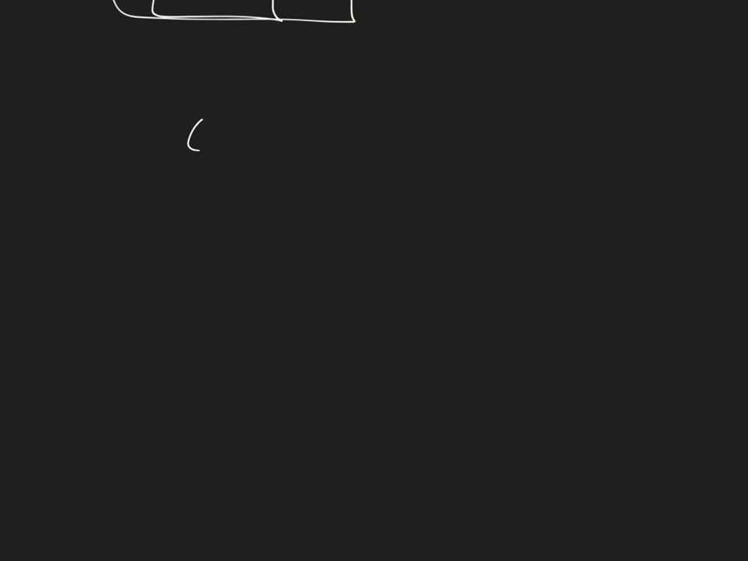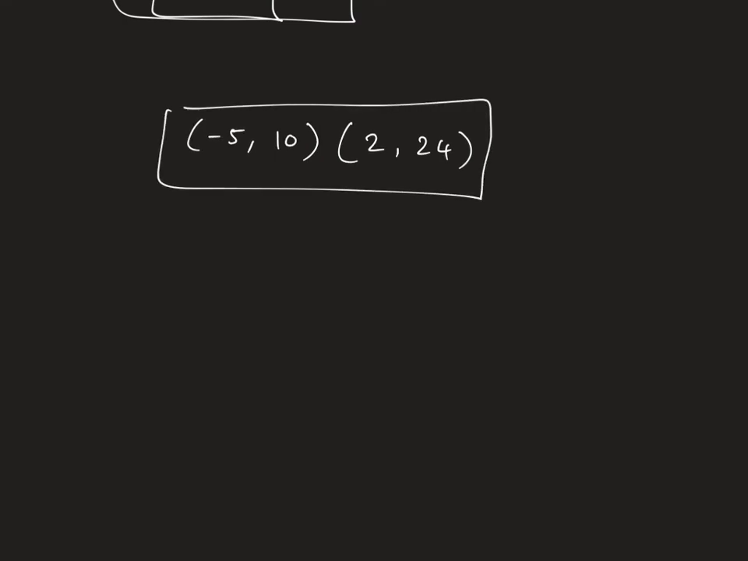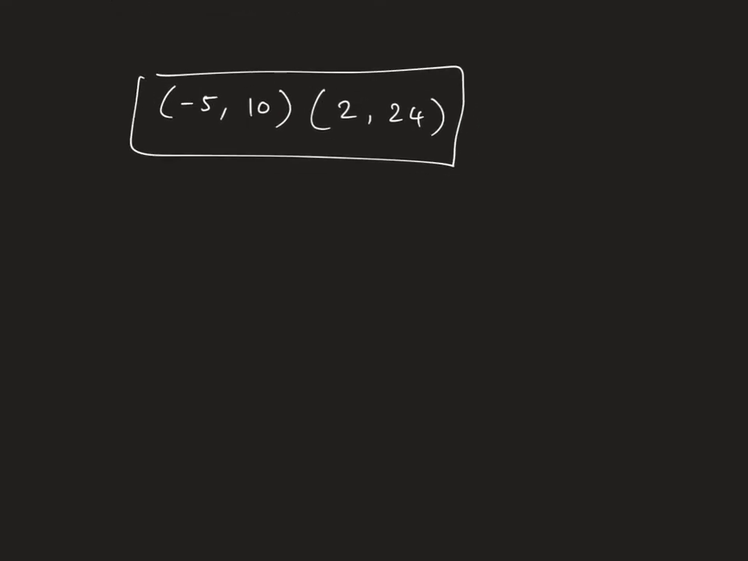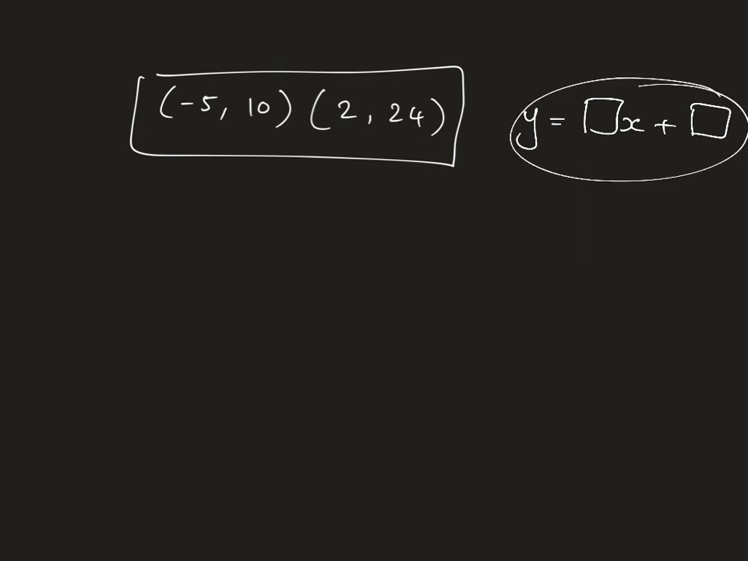So say, for example, we have these 2 coordinates, maybe (-5, 10), and let's go for (2, 24). Now I've got my 2 coordinates here, and I'm asked to find the equation of my line. So that would be y equals something x plus something. Again, I love drawing this because it really focuses my mind on what I'm trying to find. The first thing I'm trying to do is find my rise over run. So I'm going to find out what my rise is. So my rise is 24 minus 10.